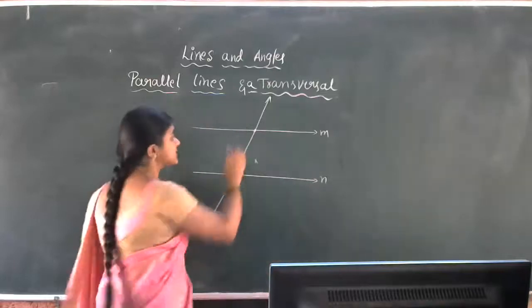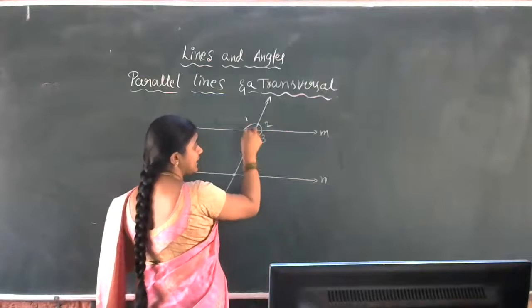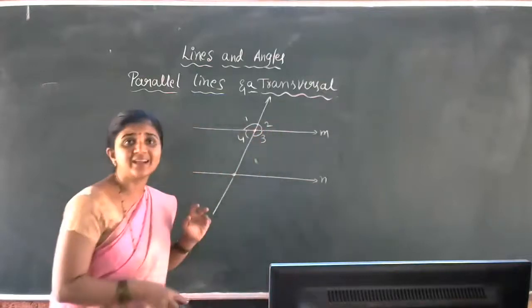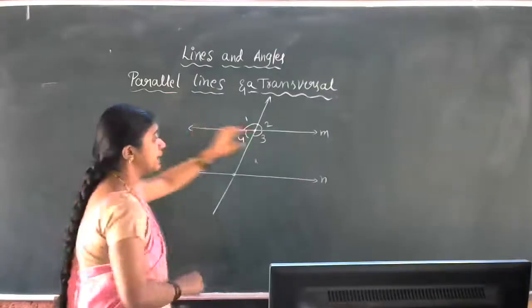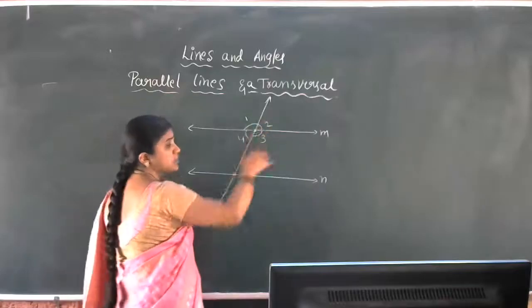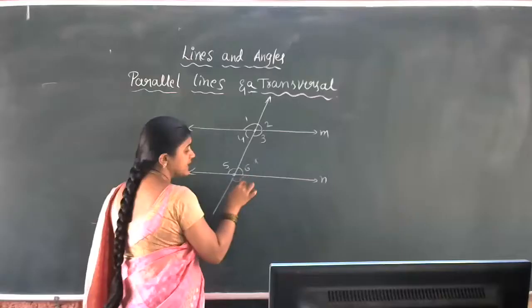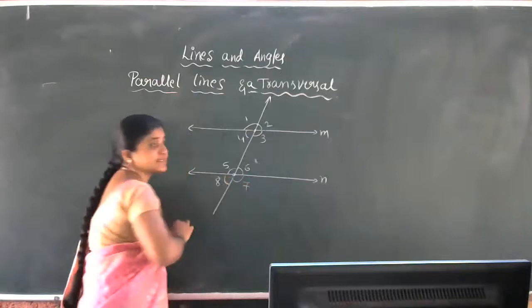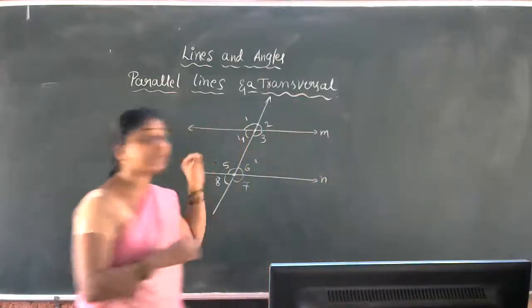We'll mark these angles by number: angle 1, angle 2, angle 3, angle 4. Are you observing the angles here? M and N are parallel lines and this transversal intersects the parallel lines at 2 points. There we can observe a total of 8 angles: 1, 2, 3, 4, 5, 6, 7 and 8. So in these parallel lines and a transversal, we got a total of 8 angles.